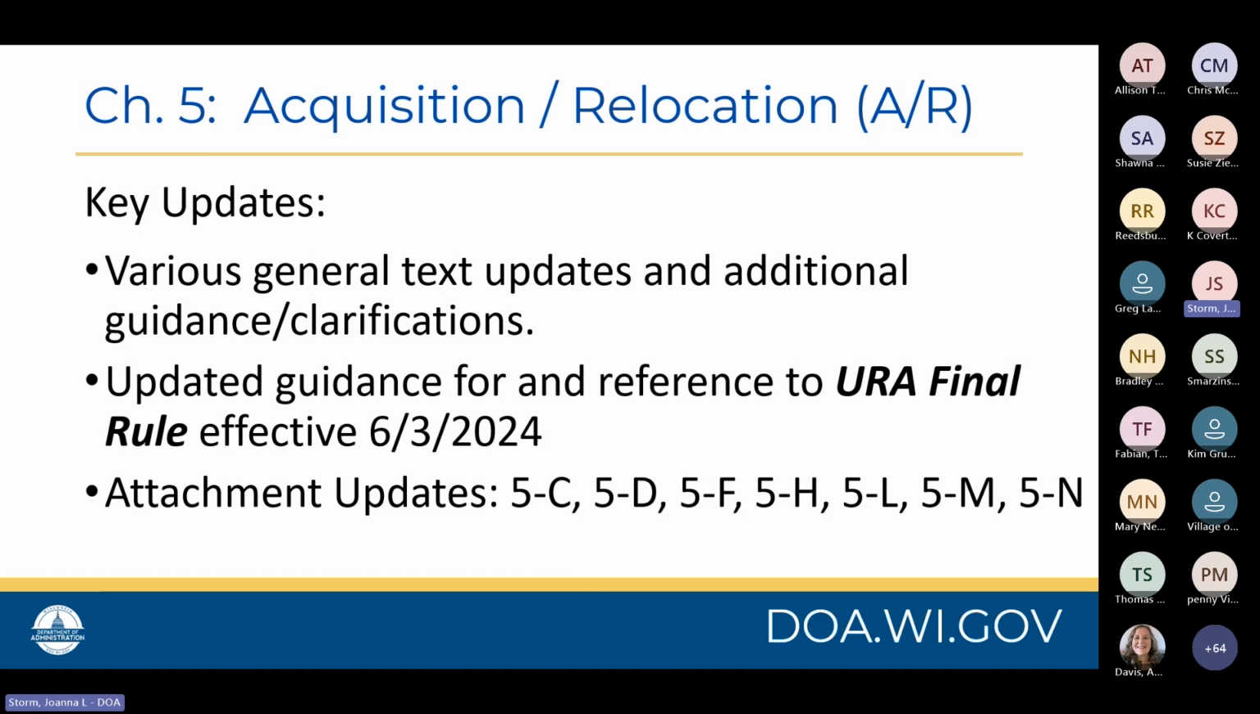And we're highlighting this for you because we have had in the last year several text updates and additional guidance and clarifications that have been provided not only to us at Decker from HUD, but that we have then transposed to provide to you in our Implementation Handbook. It's important to note that we do have updated guidance for and references to what's called the URA final rule. And we'll get into more details on this momentarily. But this final rule became effective as of June 3rd of this year. We also have updates to the chapter attachments, specifically attachments 5C, D, F, H, L, M, and N.